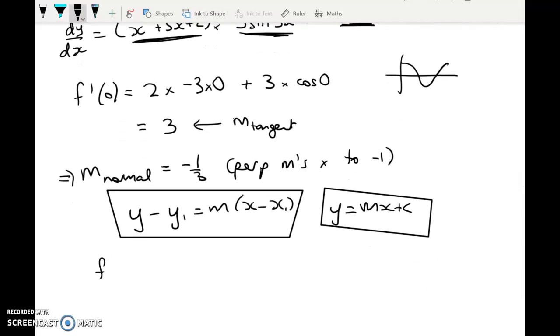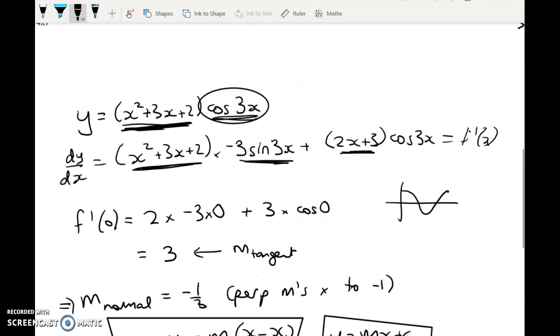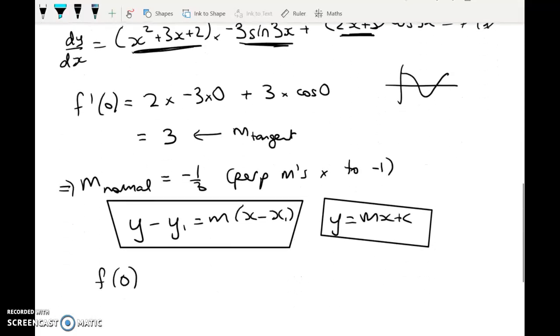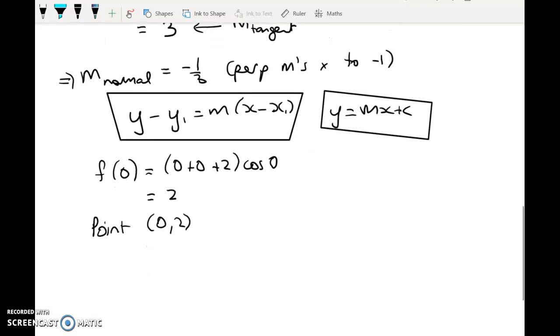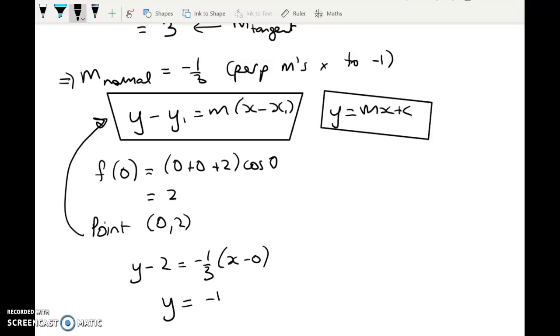So the last step is just to figure out what is f of 0, going back to the curve. So f of 0 is equal to 0 plus 0 plus 2 times cosine of 0, which is equal to 2. So my point is 0, 2. And for this one, I've used the point gradient version. So y minus 2 is equal to negative 1/3 times x minus 0. Y is equal to negative 1/3 x plus 2.